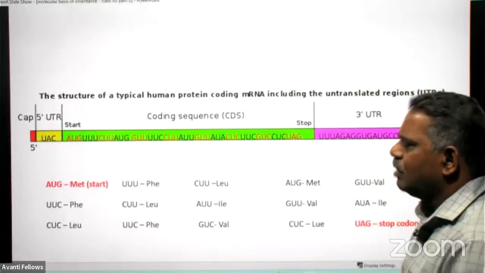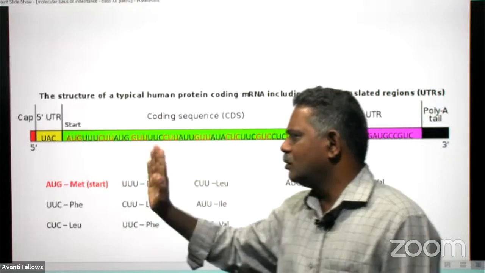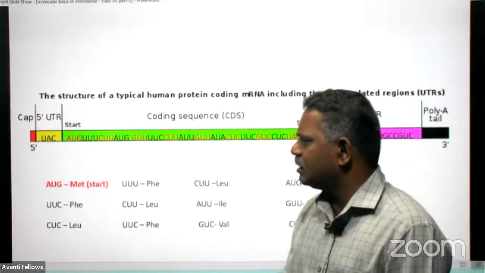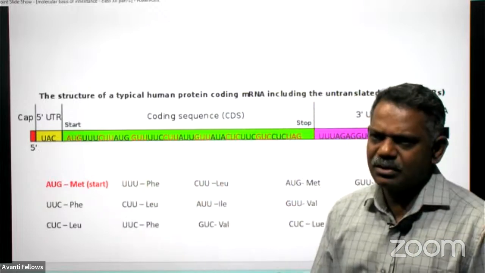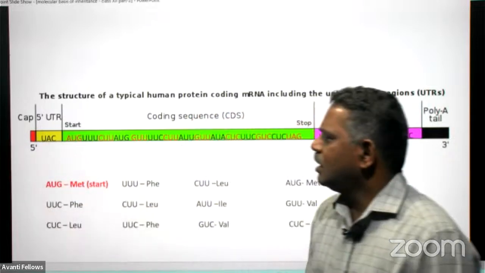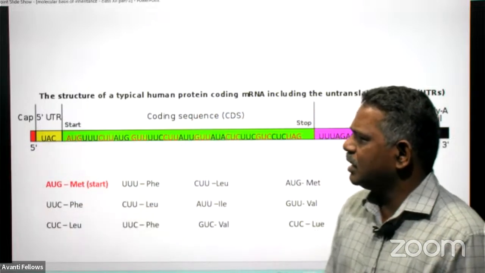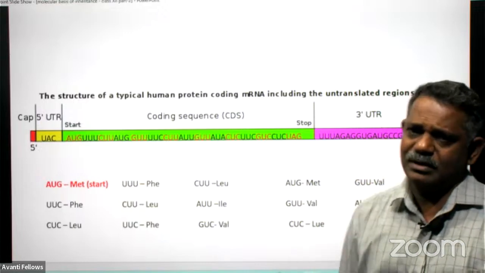Right. But always remember, this protein synthesis starts from the AUG. That is the starting triplet codon for the amino acid methionine. Many triplet codons will be there before that. And this region is called what? The untranslated region at the 5' end.